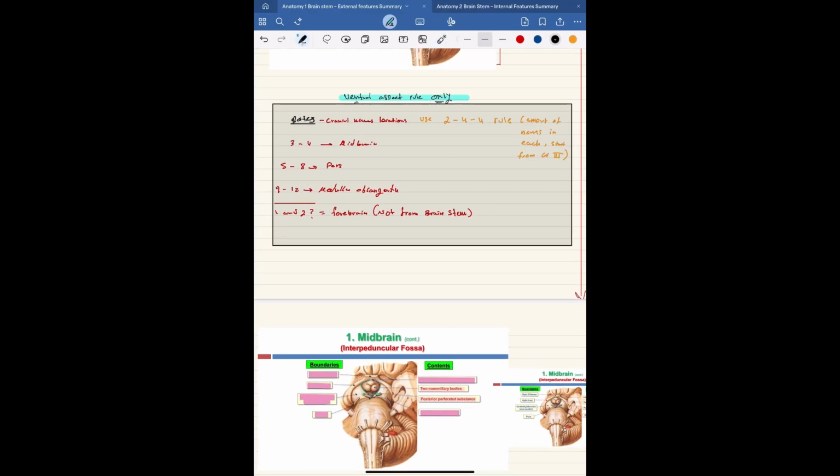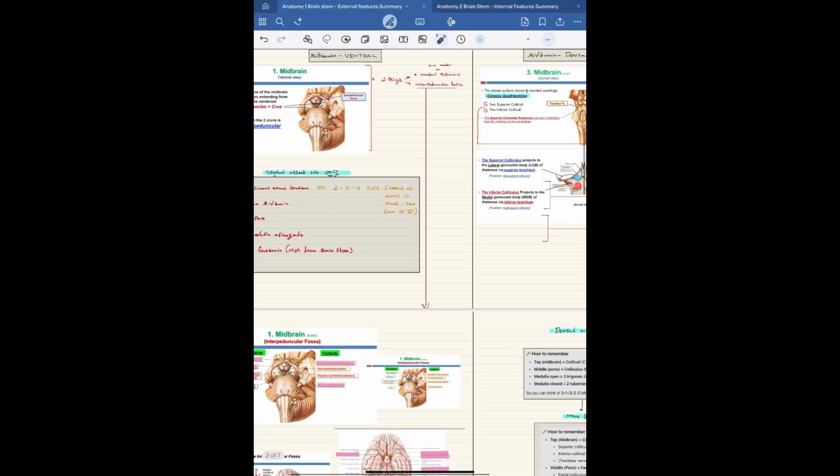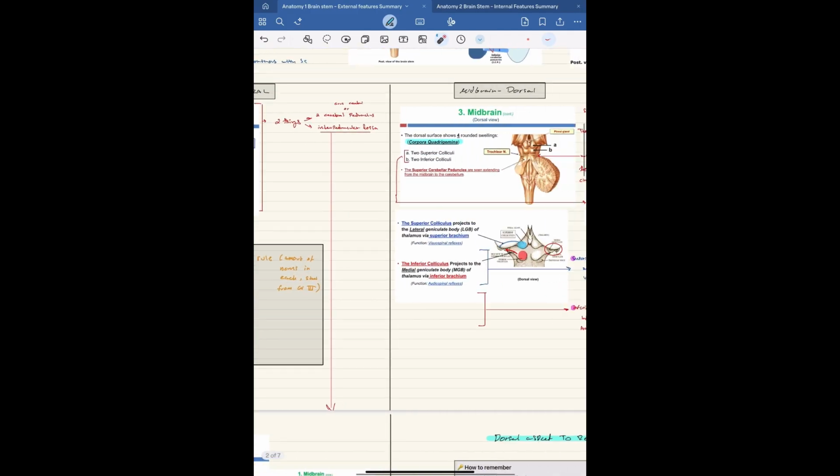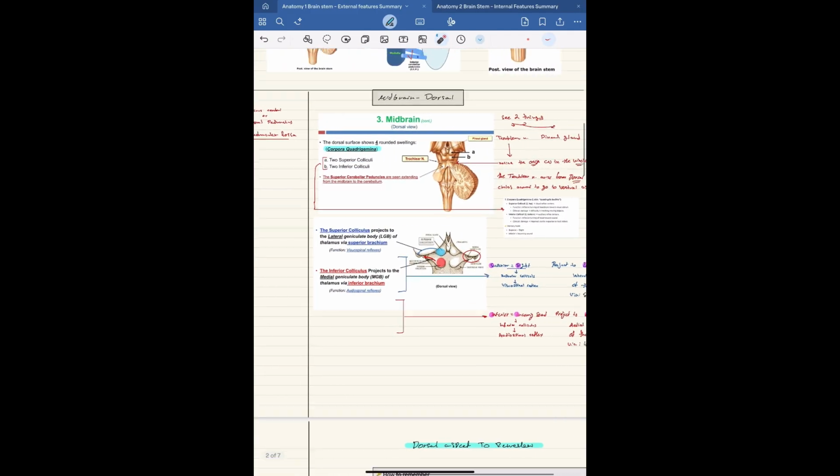By the way, you may ask, what about the first and second cranial nerves? Where do they come from? They come from the forebrain. Okay, basically not from the brainstem. Alright, with that, let's go and take a look at the dorsal aspect.